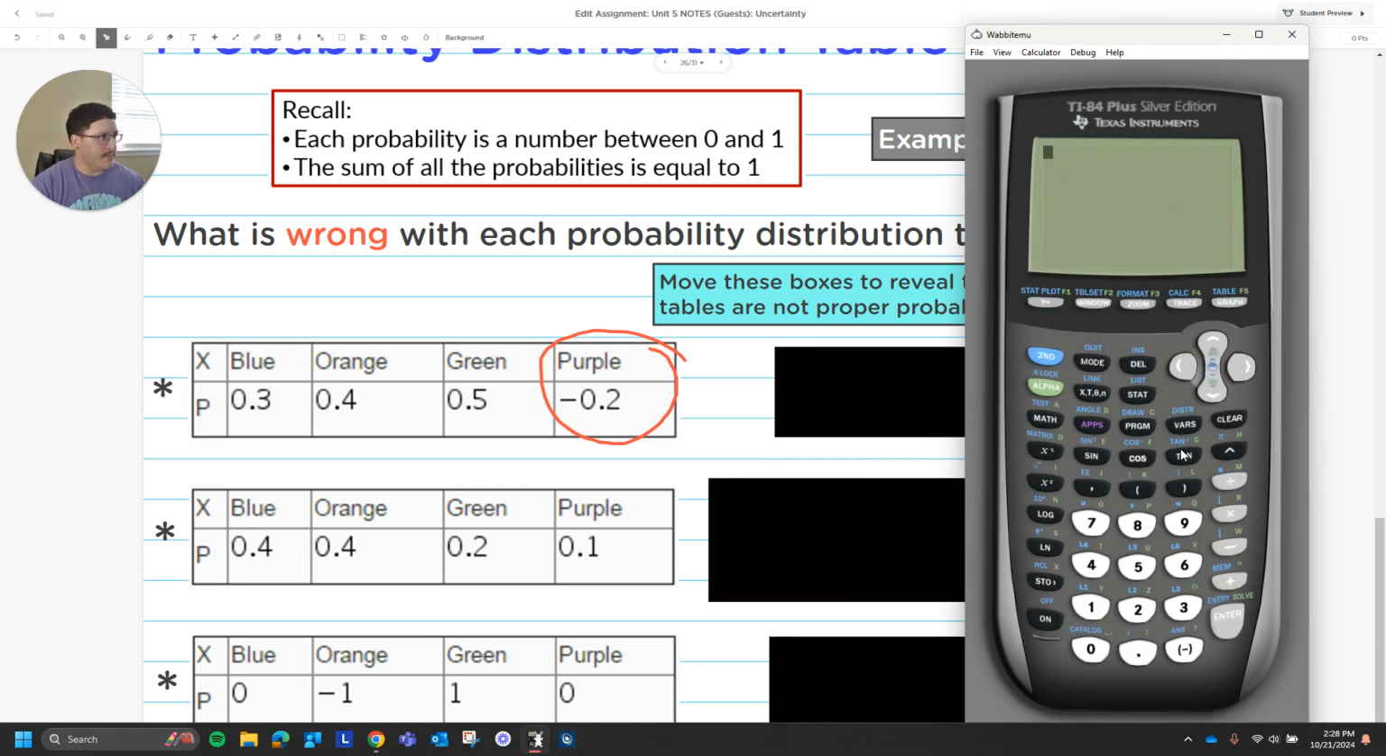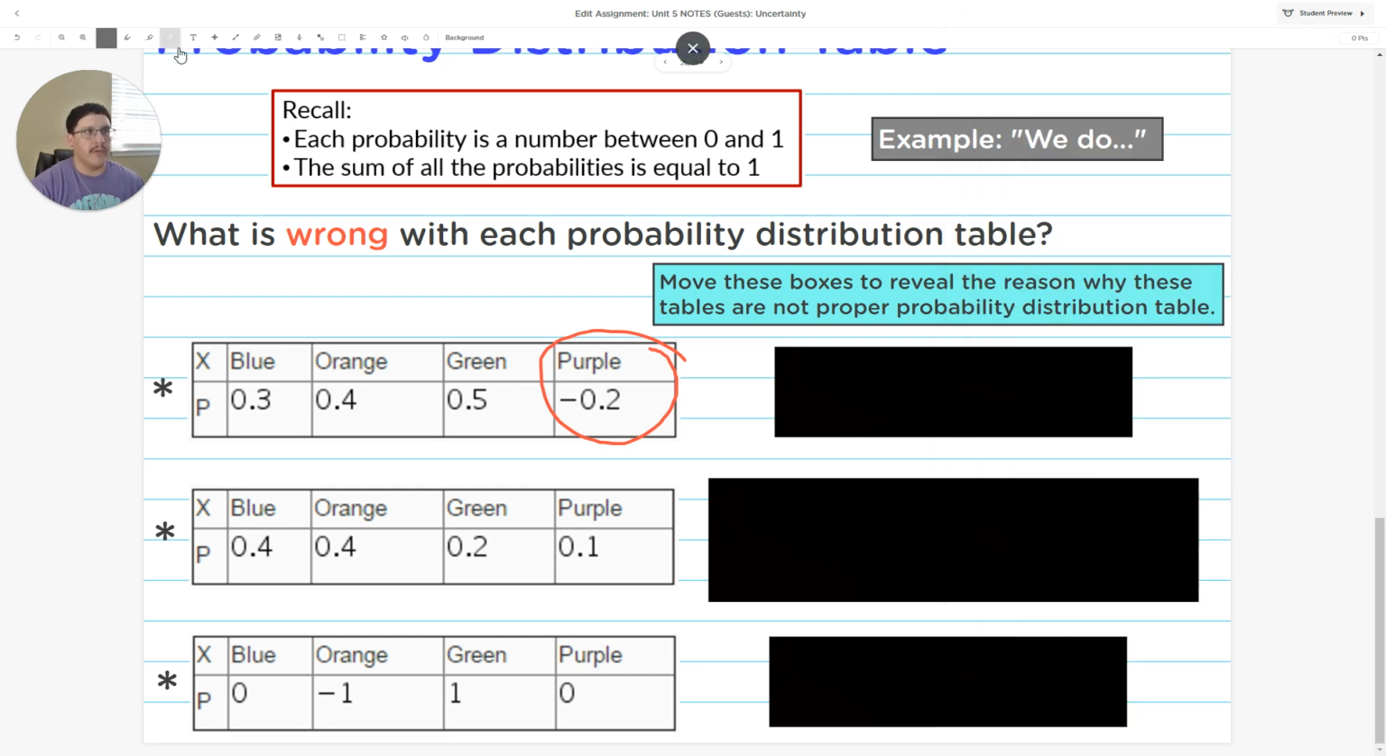Now, when you add them all up, 0.3 plus 0.4 plus 0.5 plus negative 0.2, they do total up to become 1. But, again, the negative value is the issue. Both conditions need to be met, that they are a number between 0 and 1, and that the sum of all the probabilities is equal to 1. Both need to exist in order for it to be a correct probability distribution table. Again, that's why this one is wrong.